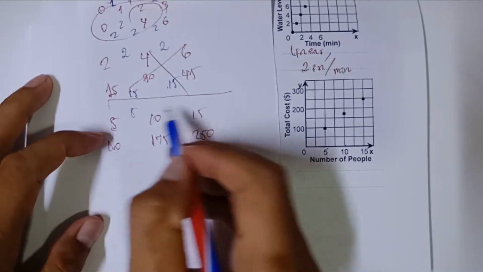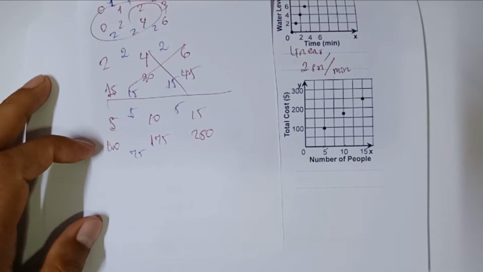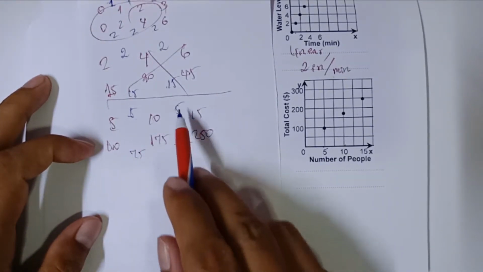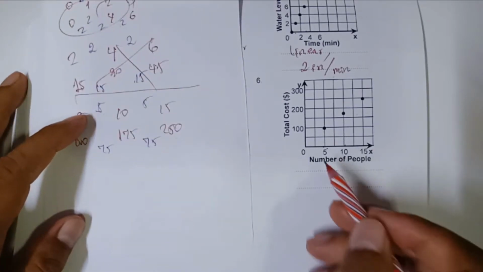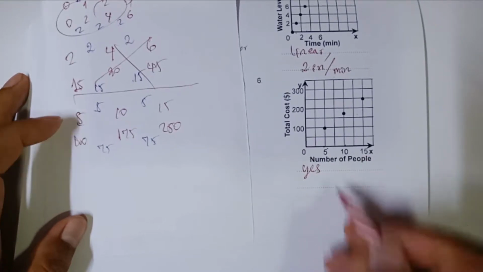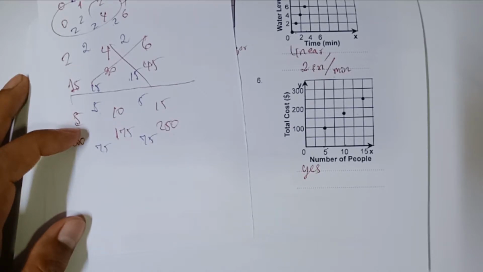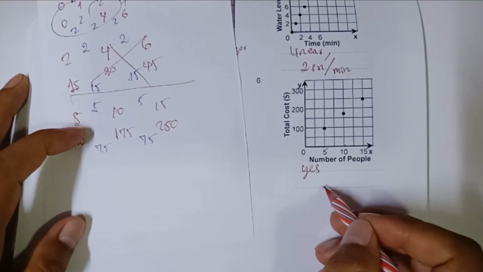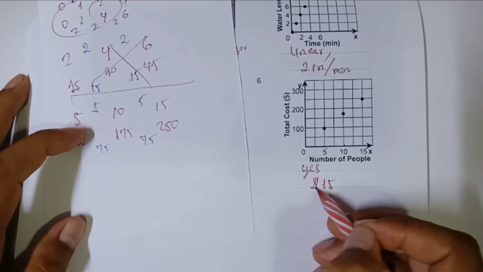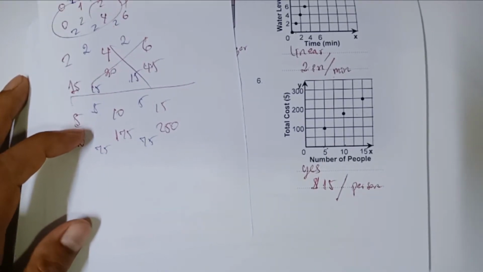Now let's try to find the difference between these. So you plus 5, you plus 5. In this case, you plus 75. So 175, you plus 75. You also plus 75 with this. So as you can see, 75 divided by 5, 75 divided by 5. So it will give number 6 as also linear, or just say yes. And then constant of change, 75 divides by 5, it's going to give you 15. So constant of change is $15 per person in this case.